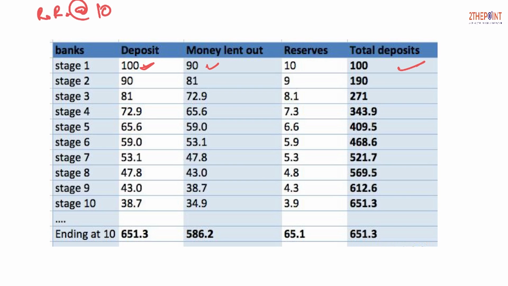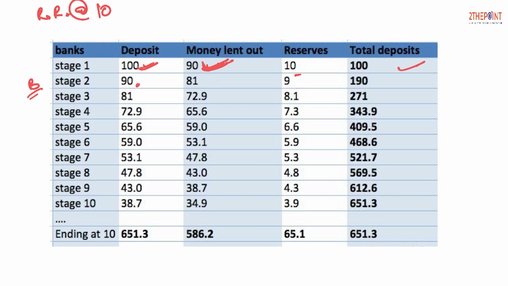As I explained, out of 100, 10% as a reserve, so 10 goes to the reserve. So 100 minus 10 is 90. So 90 rupees is lent out in the market. Now when this 90 rupees is lent out in the market, we will assume that this 90 will again go as a deposit in some other bank. So this 90 is going as a deposit in bank B, we'll assume.